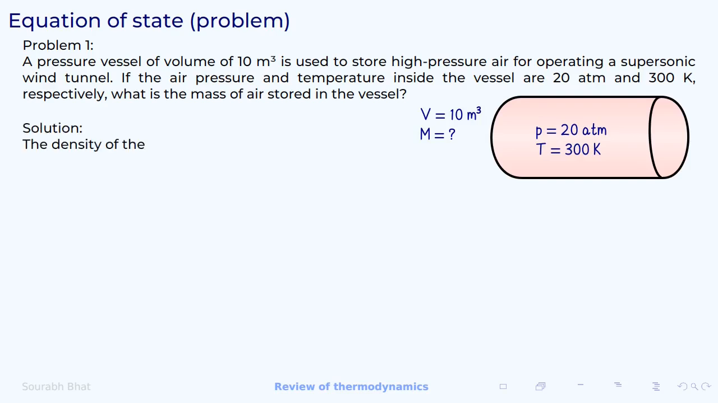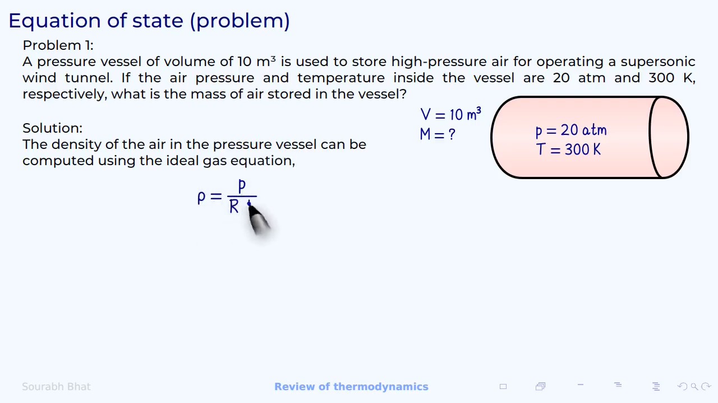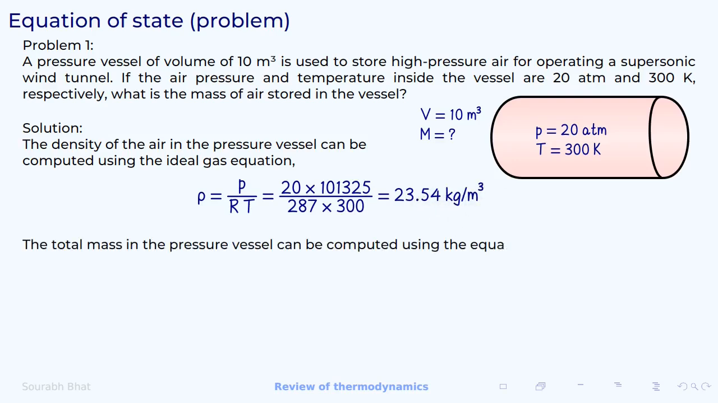We can compute the density of air using the ideal gas equation, which gives us rho is equal to P divided by RT. We can then substitute in the values to get the density of 23.54 kg per meter cube. The total mass in the pressure vessel can then be computed using mass is equal to density times volume, which gives us a mass of 235.4 kgs. And that's our answer to this problem.